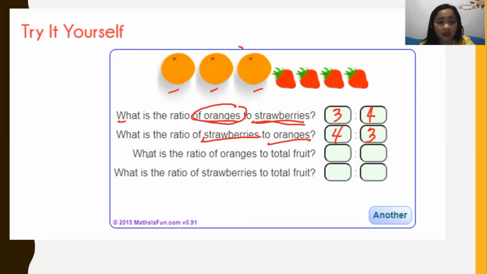Now, let's proceed to the next question. What is the ratio of oranges to total fruit? Ilan ba yung oranges? We have here 3. Ilan lahat ng fruits natin? Alright, 7. So, we have 3 is to 7. And what is the ratio of strawberries to total fruit? So, we have strawberries 4. And the total number of fruit is 7. So, this is how easy we write the ratio of two quantities. Now, let's proceed to the next slide.